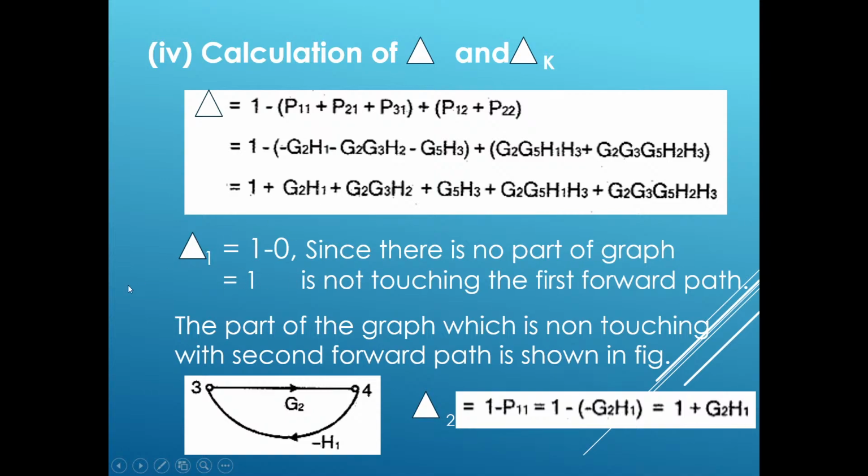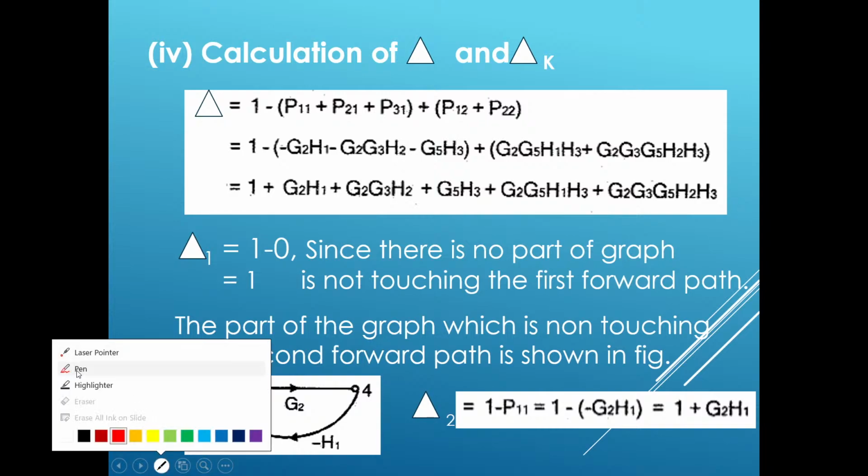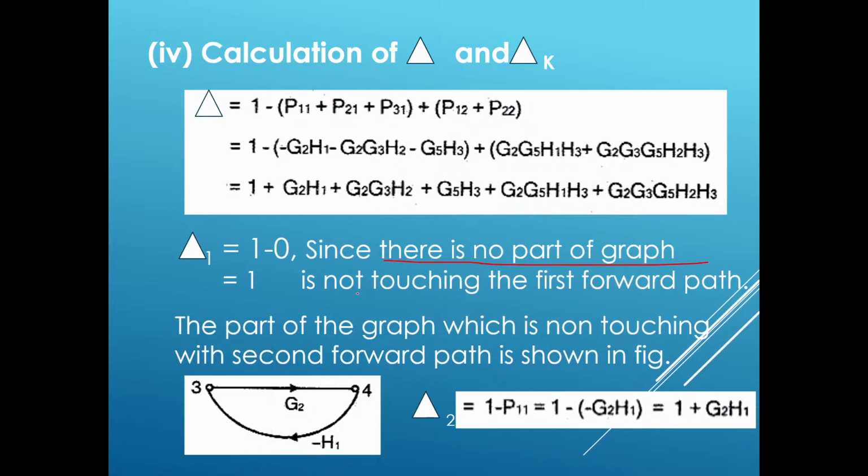Is there any part of the signal flow graph which is not touching forward path 1? There is no part of the graph which is not touching forward path 1. Therefore, 1 minus 0. So delta 1 is equal to 1 minus 0, which is 1.